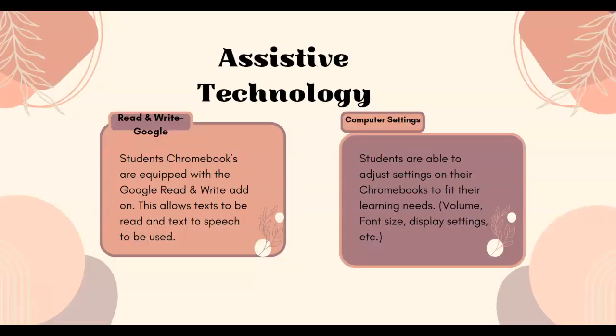Just a couple of the assistive technology devices that are used. We have Read and Write. So all students' Chromebooks are equipped with the Google Read and Write add-on. This allows text to be read and text-to-speech to be used. And then students are able to adjust their settings on their Chromebooks to fit their learning needs, whether that's the volume, they can raise the volume up or down, the size of the font and the text, display settings, and so on.